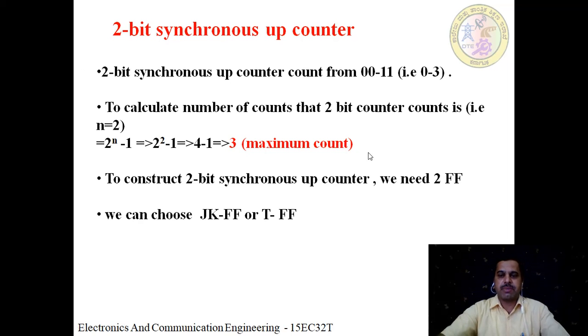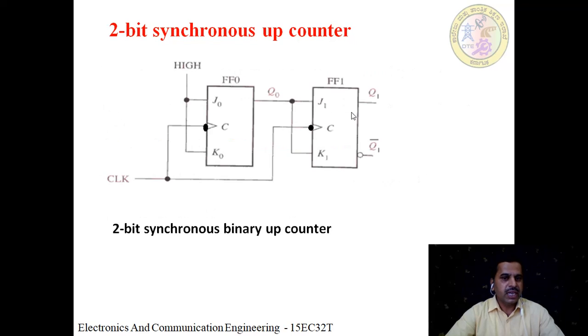2-bit synchronous up counter. As with the 2-bit asynchronous counter, it also counts from 0 to 3, that is 00, 01, 10 and 11. It also requires 2 flip-flops, as with the asynchronous counter. We can choose any one among JK or T flip-flops. Now this is the circuit diagram of the 2-bit synchronous up counter. Let us study how it works.